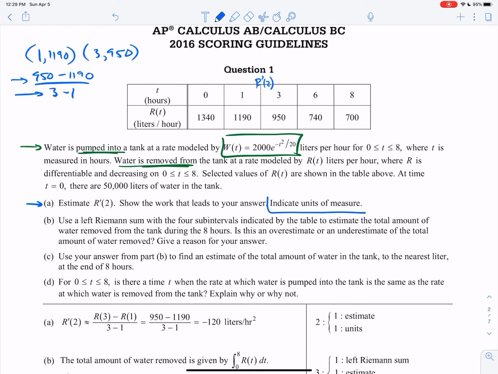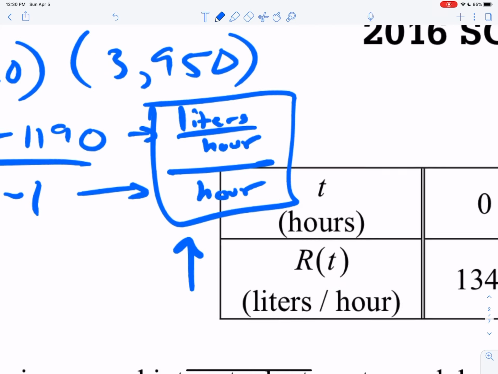They do say indicate units of measure. Okay, so here we go. 950 and 1190 are measurements of liters per hour. 3 and 1 were measurements of time in terms of hour. So here is your units of measure, liters per hour, or if you want to get fancy, liters per hour squared. Okay, but equals equal, doesn't matter. I would rather you guys write it just like this.